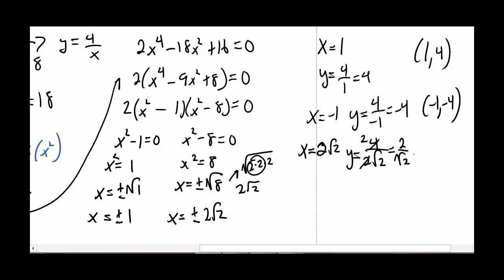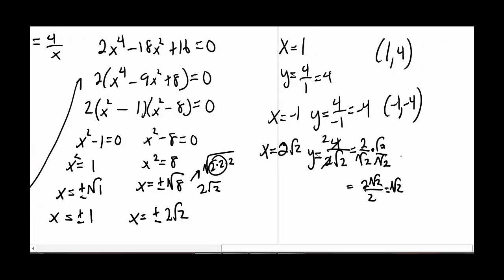And if you recall, we're going to rationalize that, so multiply by the square root of 2. So I get 2 square root 2 over 2, which is a fancy way to divide out the 2's. I get square root of 2. So another one of my solution points is 2 square root 2 comma square root 2.